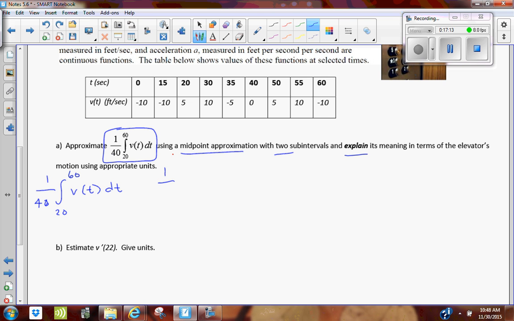Okay, now are you going to keep the 1/40th out there? You want to go ahead and put that out there? Okay, I would say put it there because you might forget in the end to divide by 40 or to write it. All right, now we're going to do a midpoint approximation. 2 subintervals. So half of 60 is 30.